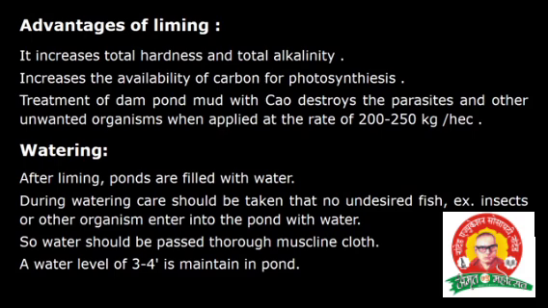During watering, care should be taken that undesirable fishes, insects or other fishes do not enter the pond, so take precautions. The water should be passed through muslin cloth. When the water comes from the dam into the nursery, rearing and stocking ponds, you can close that line or pipe with the help of muslin cloth. Such muslin cloth is very beneficial to control the aquatic insects, predator fishes or other things which are harmful to the carps.